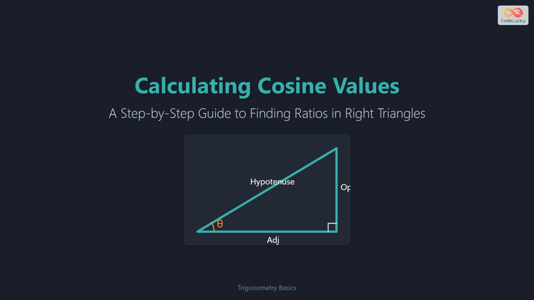Welcome to this step-by-step guide on calculating cosine values. In this video, we will learn how to find the cosine ratio in right-angled triangles. This is a fundamental skill in trigonometry that is used in many fields, from architecture to game design. Let's get started.